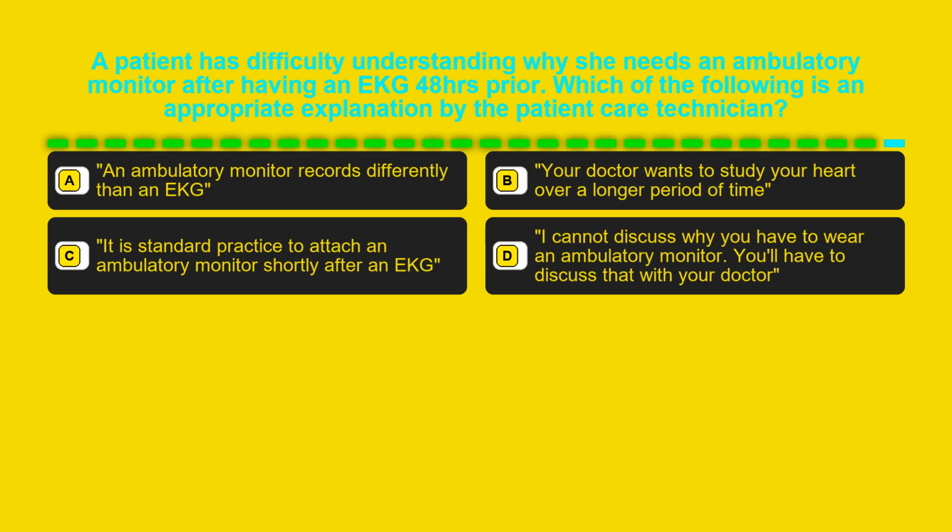Question 65. A patient has difficulty understanding why she needs an ambulatory monitor after having an EKG 48 hours prior. Which of the following is an appropriate explanation by the patient care technician? Option A, an ambulatory monitor records differently than an EKG. Option B, your doctor wants to study your heart over a longer period of time. Option C, it is standard practice to attach an ambulatory monitor shortly after an EKG. Option D, I cannot discuss why you have to wear an ambulatory monitor. You'll have to discuss that with your doctor.